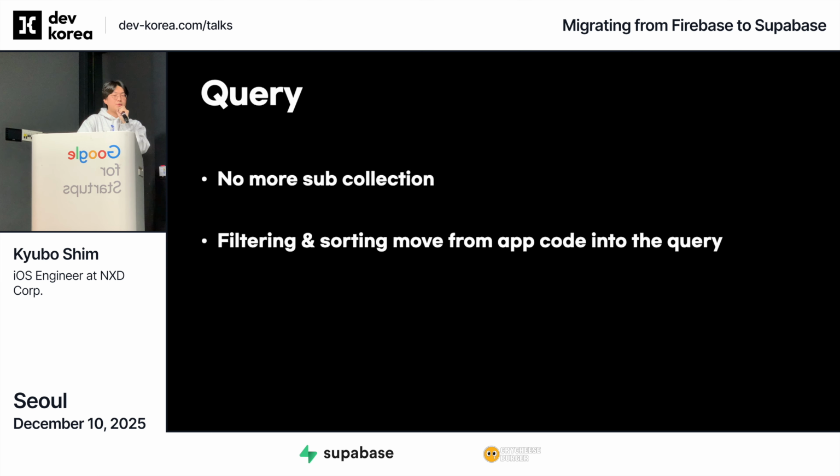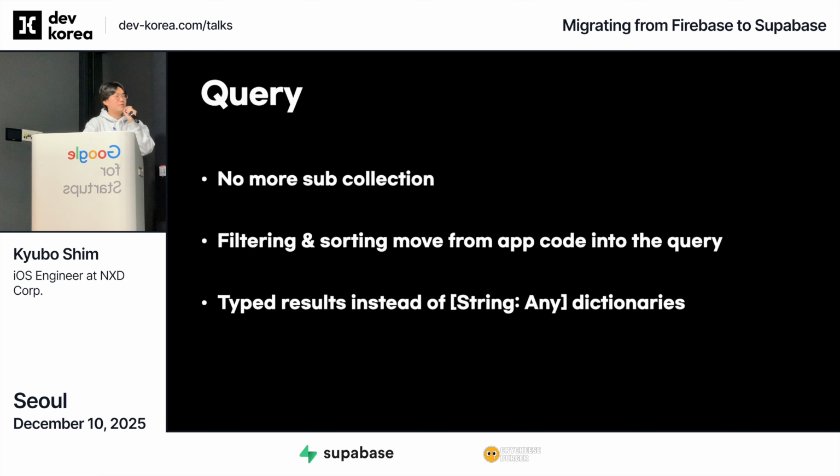Second, filtering and sorting moved from app code into the query. Before, we fetched data from Firestore and then filtered and sorted it in Swift code, because I'm an iOS developer. We had to fetch the whole data and filter and sort everything on the front side. Now with Supabase, we just use a where clause and order by, so our app code has become much simpler.